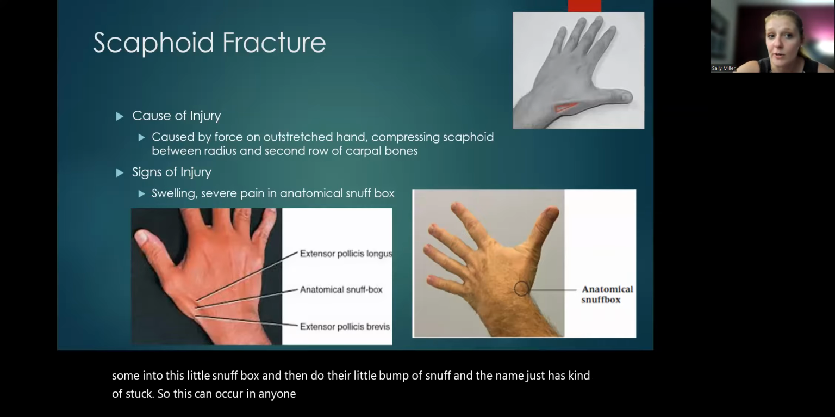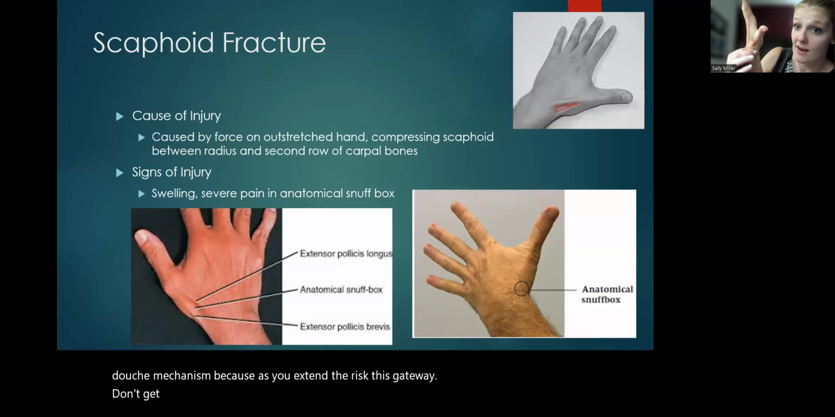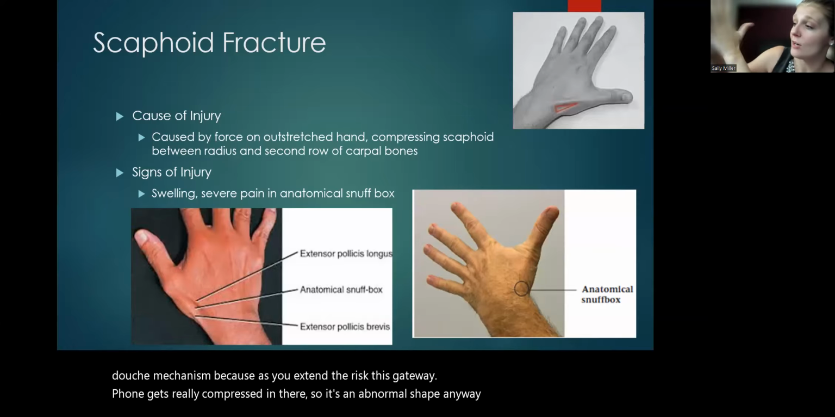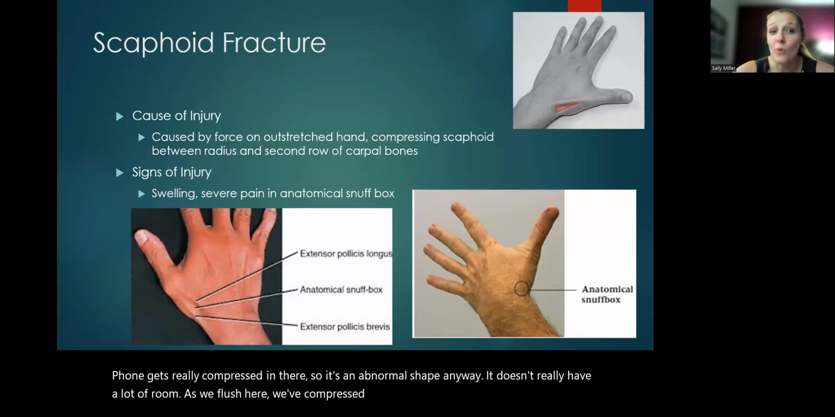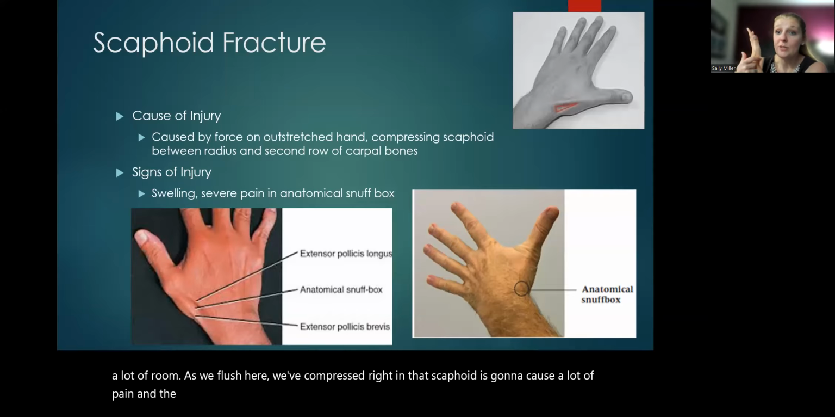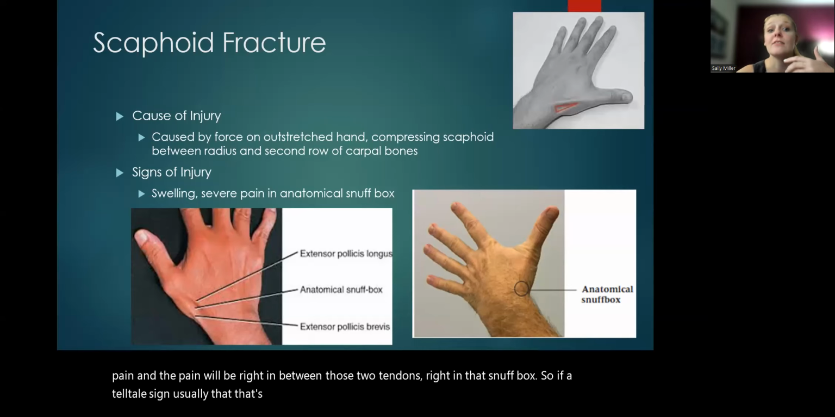When we see scaphoid fractures, they're usually, again, that FOOSH mechanism, because as you extend the wrist, this scaphoid bone gets really compressed in there. So it's an abnormal shape anyway. It doesn't really have a lot of room. As we FOOSH here, we've compressed right in that scaphoid. It's going to cause a lot of pain, and the pain will be right in between those 2 tendons, right in that snuff box. So it's a telltale sign usually that that scaphoid bone is fractured.